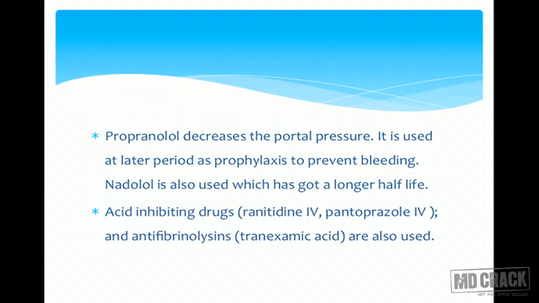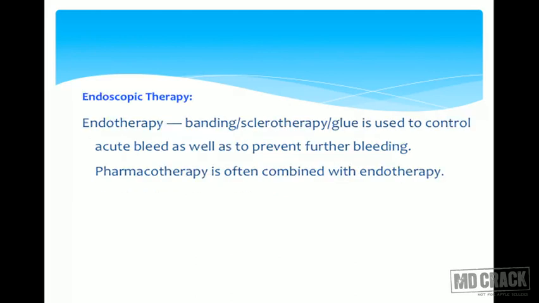Propranolol will decrease portal pressure. It is used at a later period for prophylaxis to prevent bleeding. Nadolol is also used, which has a longer half-life. You should give proton pump inhibitors also to prevent gastropathy. Endoscopic therapy is done by banding or variceal injection, which is by sclerosants or by glue. They can be used to control acute bleed also.